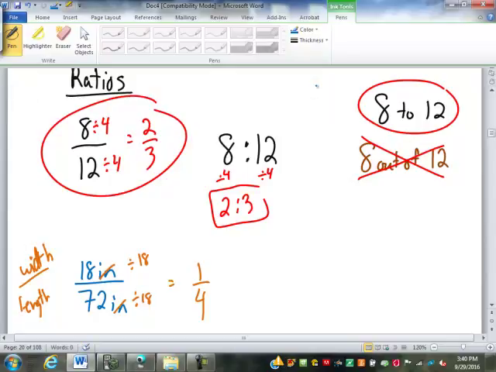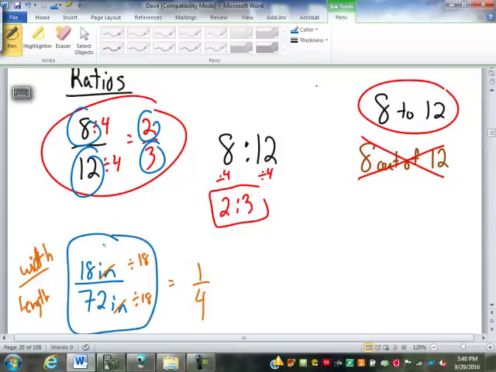First thing you'll note is in both of the 2 examples I did so far, the 2 numbers I'm comparing have the same label. This was 8 students to 12 students, or 2 students to 3 students. Yes, there's something that separates them. In this case it was location, but it's still students compared to students. Down here, it was 18 inches compared to 72 inches. Yes, one was width and one was length, but it's still comparing inches to inches. That's one of the qualifications of a ratio: it must compare 2 things with the same units.